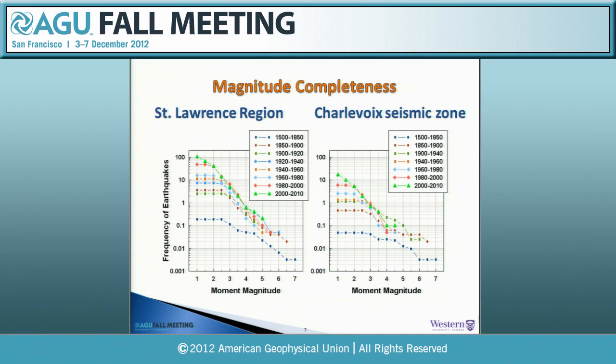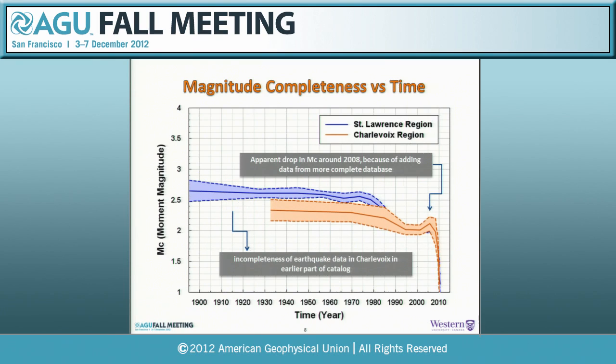So we looked at the quality of earthquake reporting over time by assessing the magnitude completeness of our database in the entire St. Lawrence region in general, and also in the Charlevoix seismic zone in particular. Next, please. Here you can see our estimation of MC values in the last century from 1900 to 2010 in St. Lawrence region and Charlevoix seismic zone.